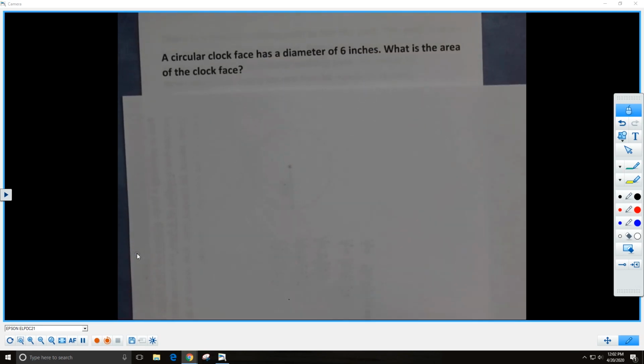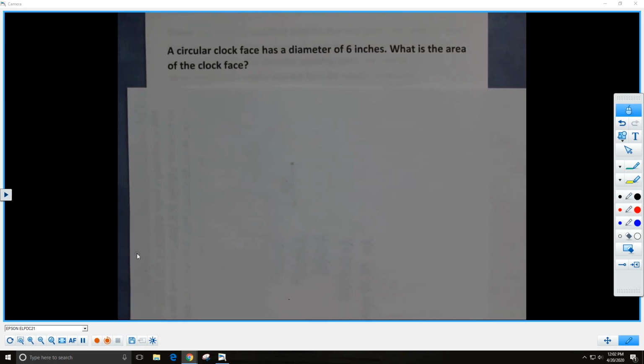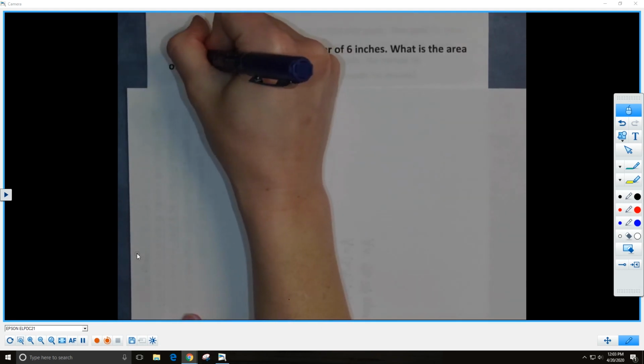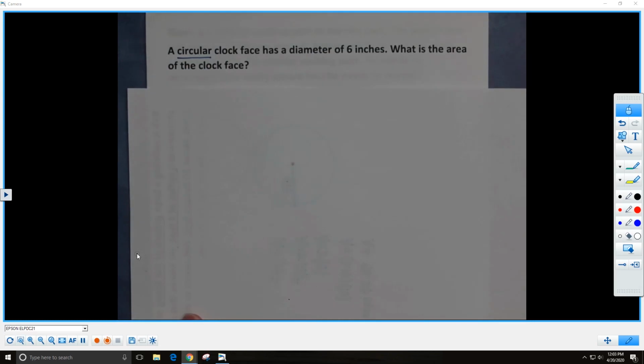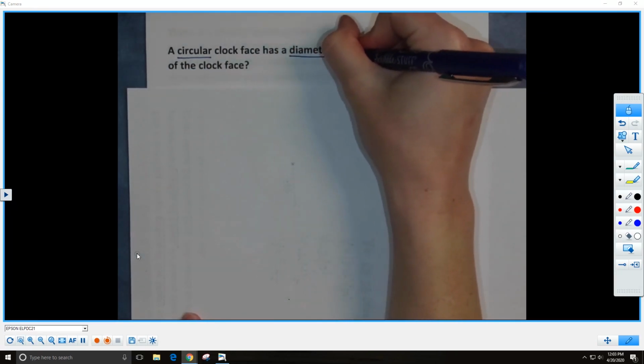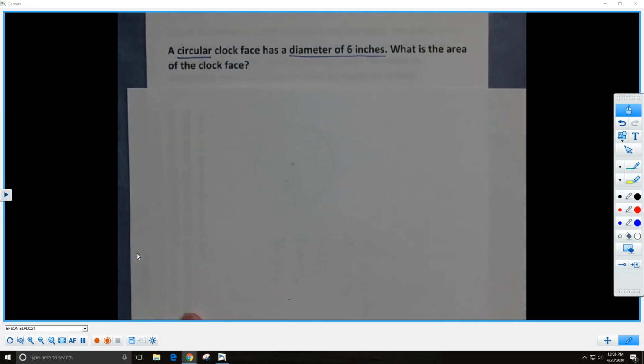A circular clock face has a diameter of 6 inches. What is the area of the clock face? What do we know from this problem? Well, we know that the clock face is a circle. We know that the diameter is 6 inches. We know that we need to find the area.